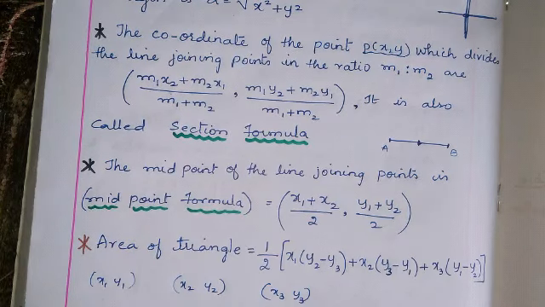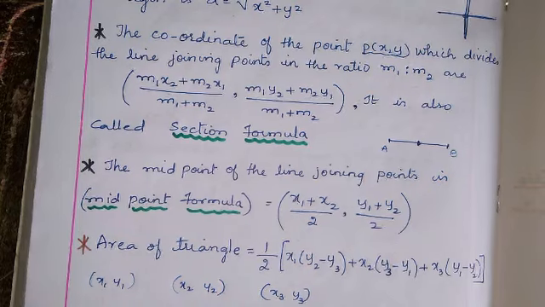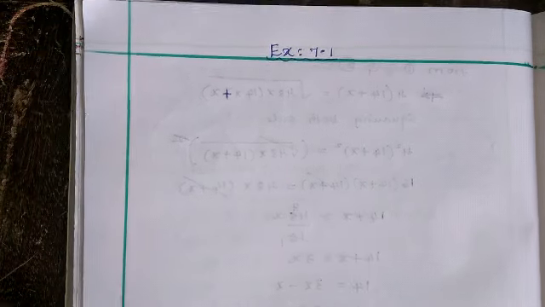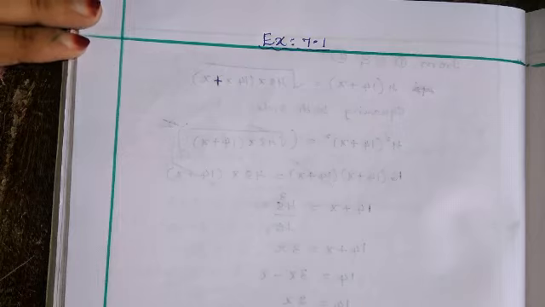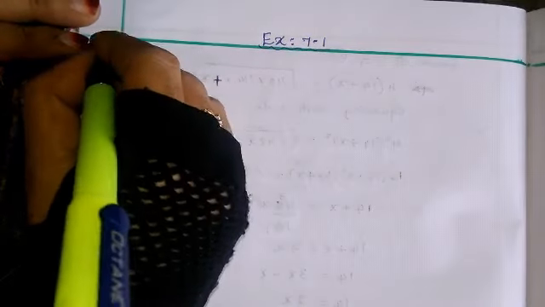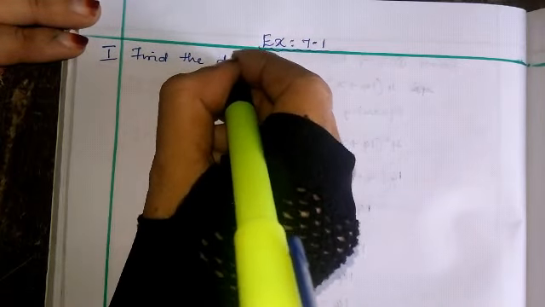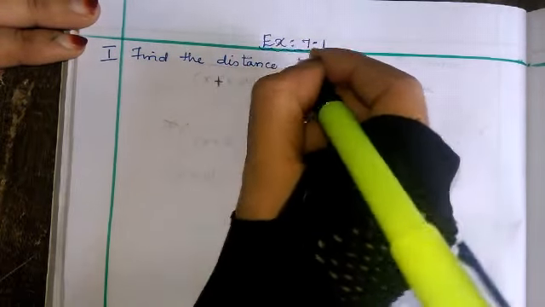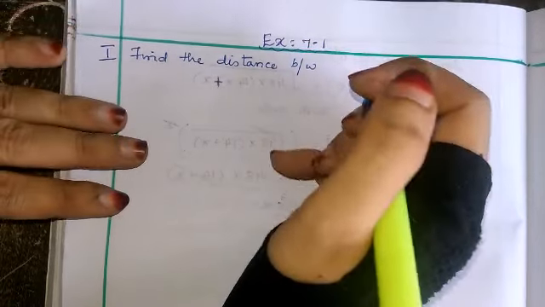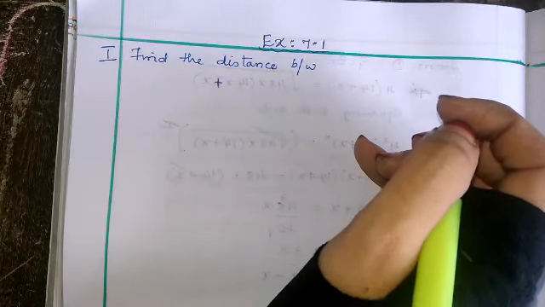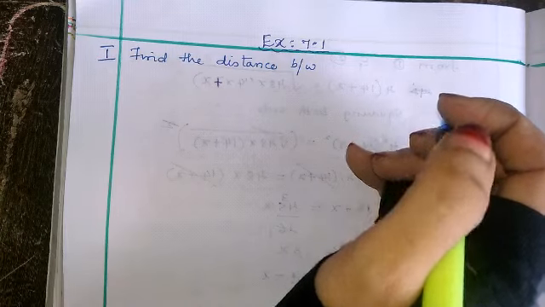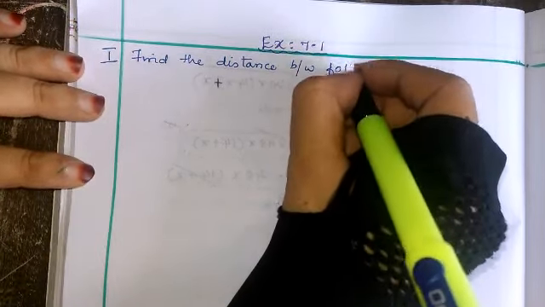So now today we are going to start the exercise, that is NCERT exercise 7.1, based on this coordinate geometry. The first question is: find the distance between the following pair of points. You can open your textbook, exercise 7.1.